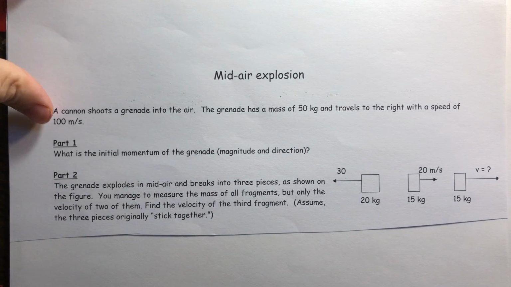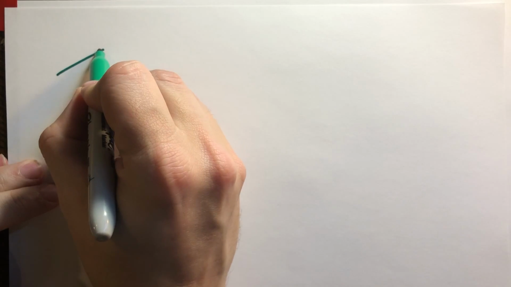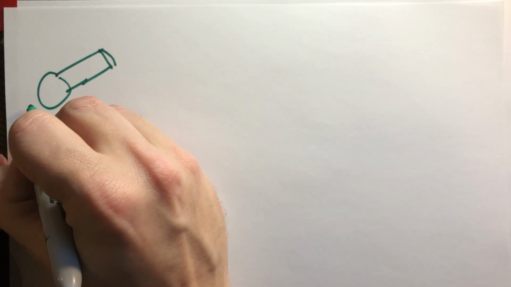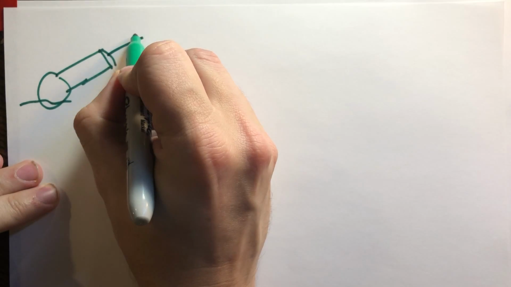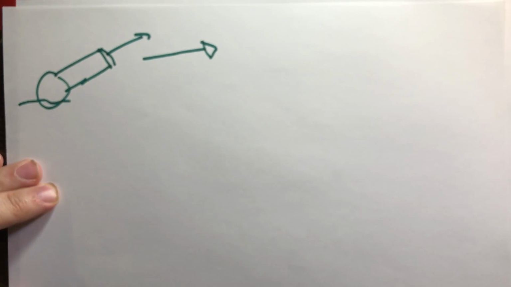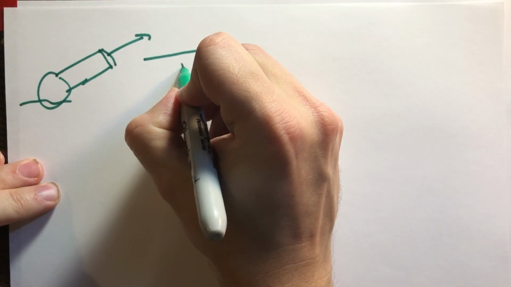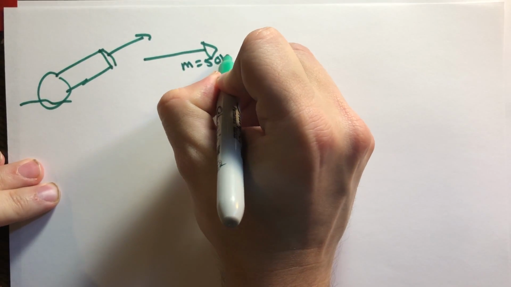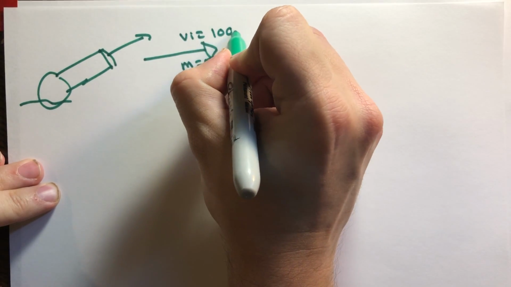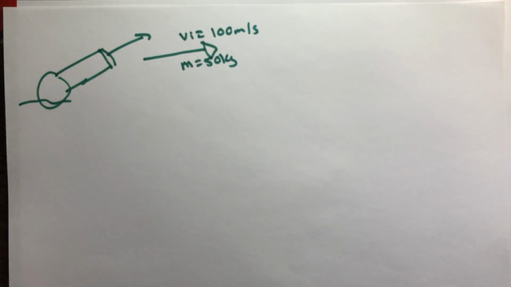So first thing we're going to do is draw a picture. Okay. So we have our little cannon. I'm not an artist. That will never change. We have our little cannon shooting a grenade off that way. It goes, we're going to say, perfectly horizontally. We're not going to worry about vertical direction. And it has a mass of 50 kilograms and an initial velocity of 100 meters per second. Okay. So we got our little picture drawn.